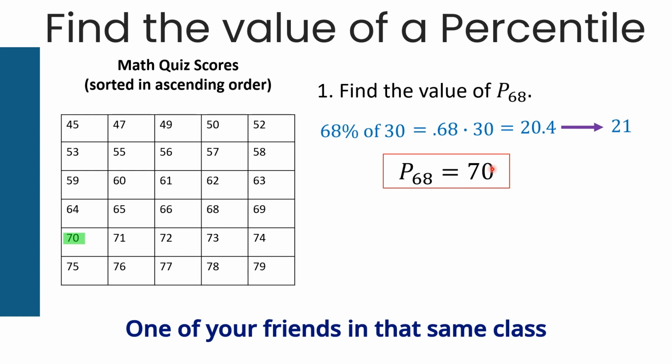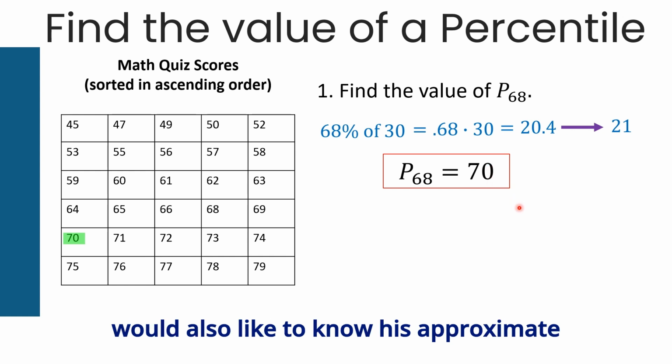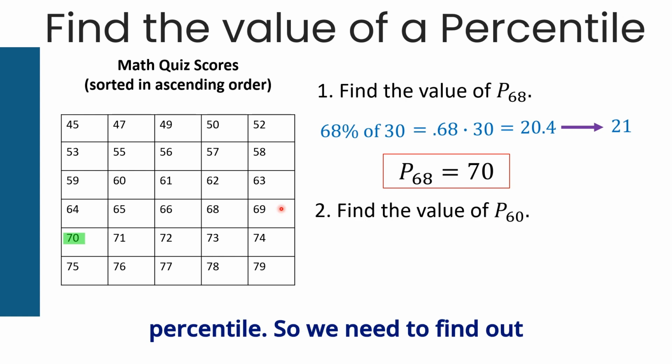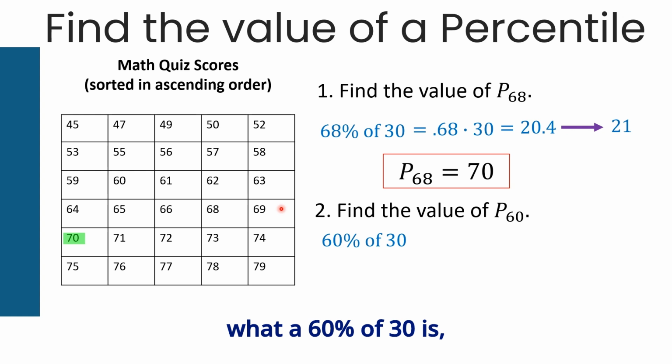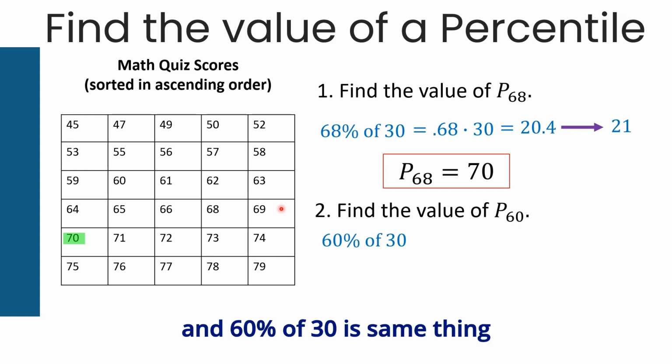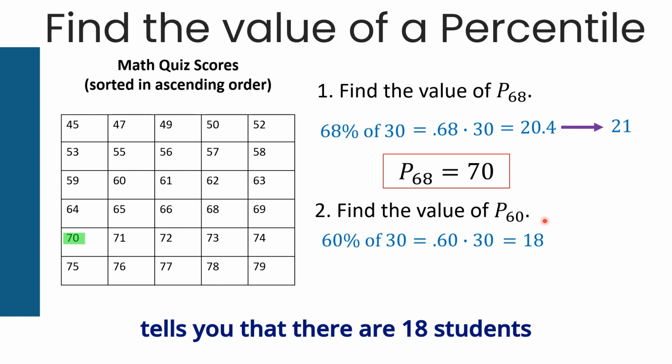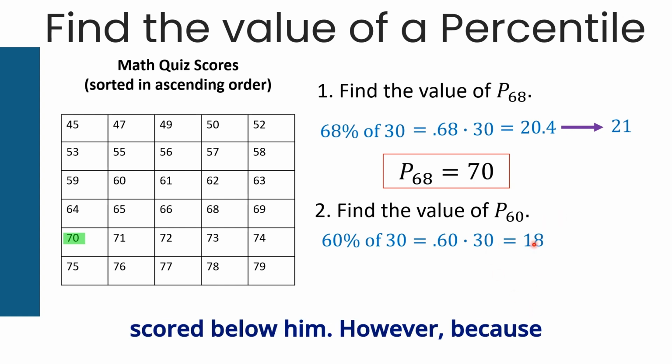One of your friends in that same class would also like to know his approximate score given that he is in the 60th percentile. So we need to find out what 60% of 30 is, and 60% of 30 is the same thing as 0.60 times 30, so that gives you exactly 18. This tells you that there are 18 students who scored below him.